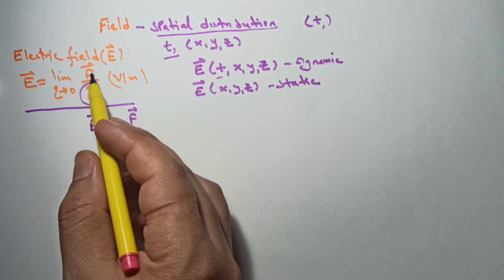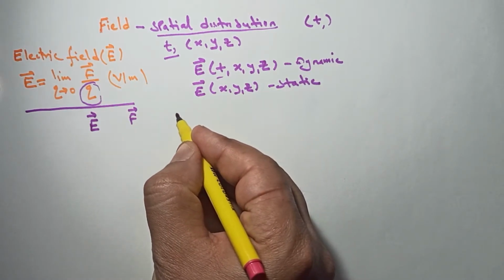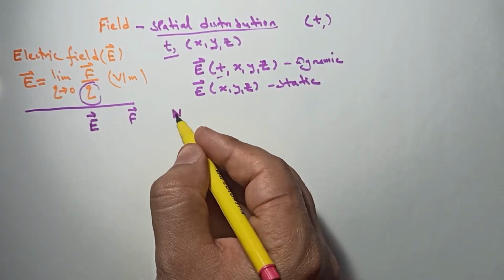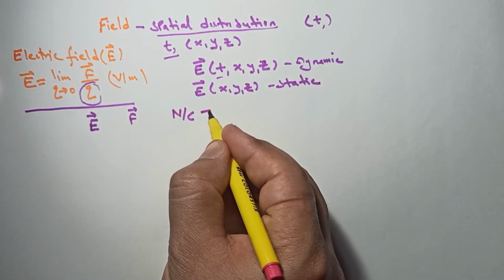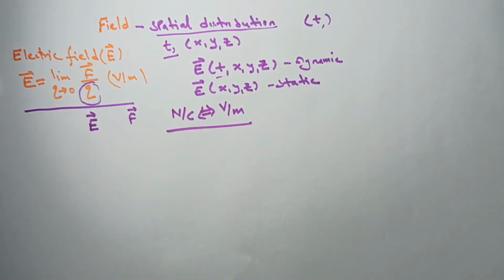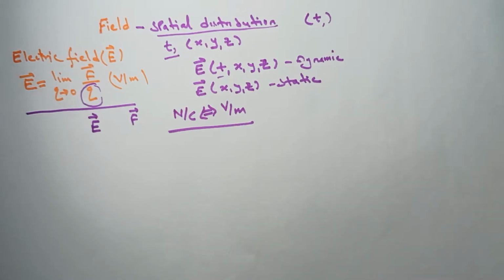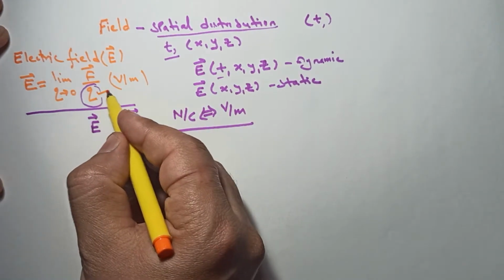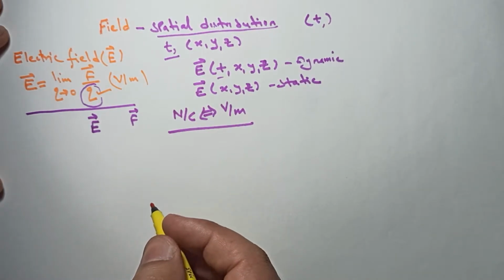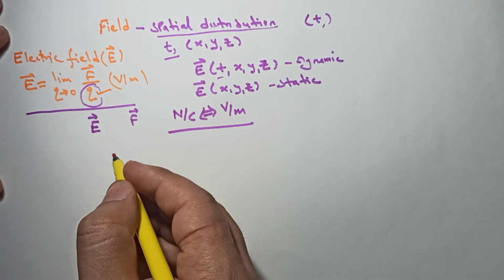So electric field intensity is the ratio of force divided by charge, and the unit of force is Newton and the unit of charge is Coulomb. This is equivalent to volt per meter, so both are the same. Volt per meter is equivalent to Newton per Coulomb. We will not go into detail of this. The charge should be very small, but it will not affect the calculations if it is slightly large.